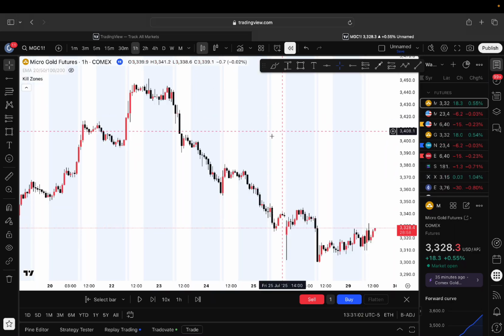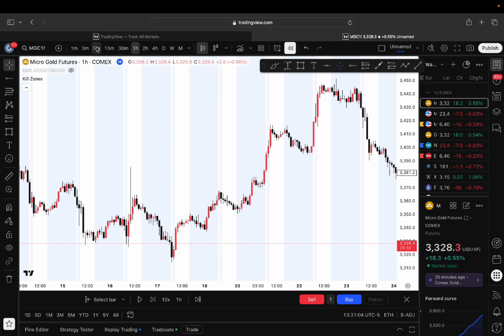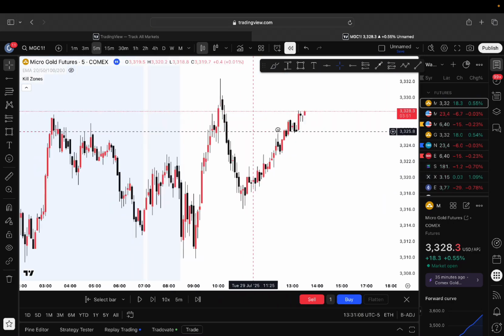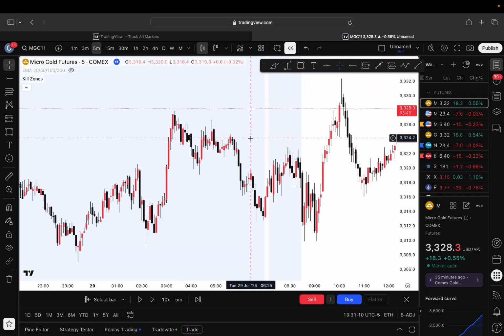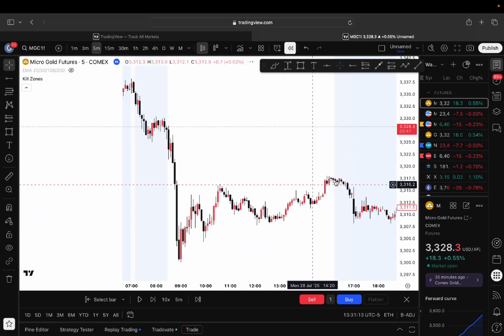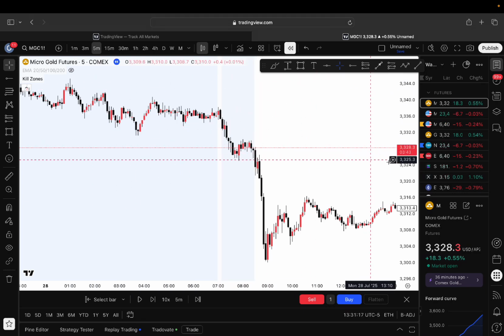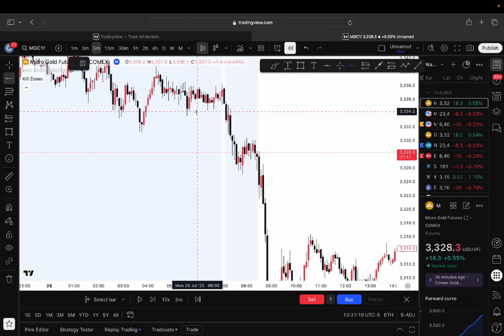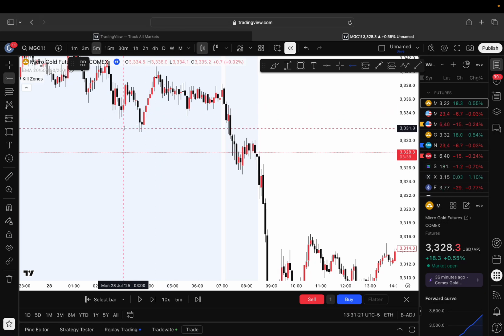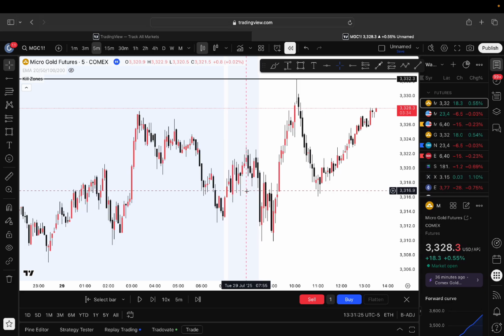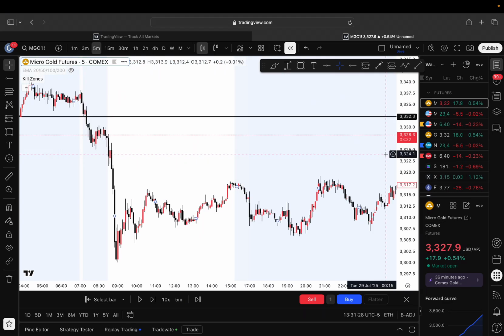Also, you want to wait for where lows are going to get swept. Let me show you guys right here. Like I said, we swept all of these lows. We swept this low. As you see here, we swept this low.